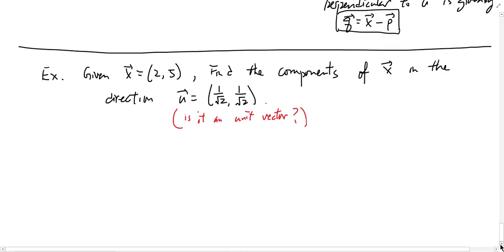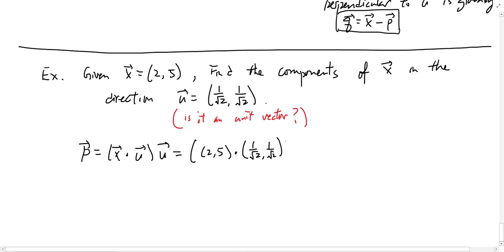So what are the two components? Here we go. Let's say component P. So use the formula. P would equal x dot u multiplied by vector u. So that will be 2, 5 dot 1 over radical 2, 1 over radical 2, then multiplied by the vector 1 over radical 2, 1 over radical 2.